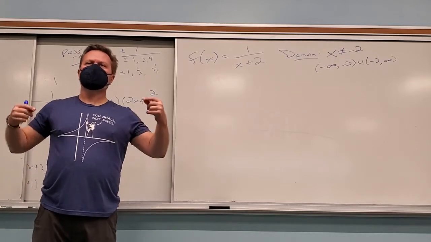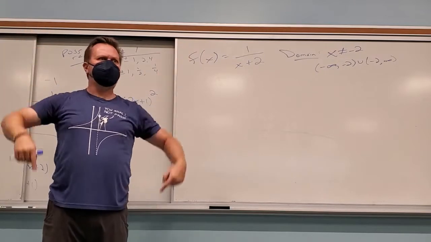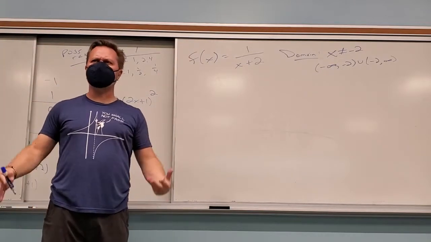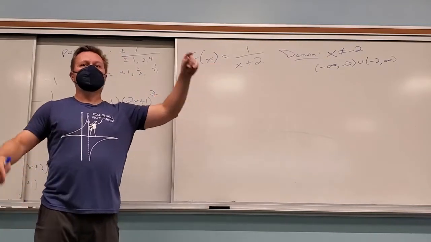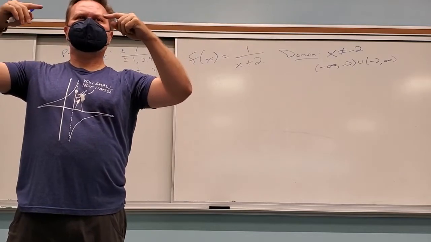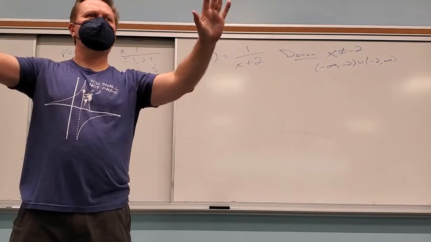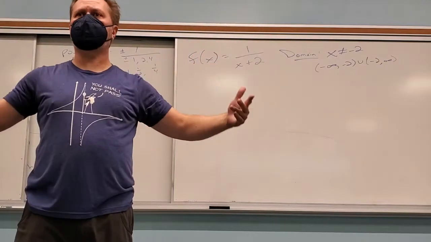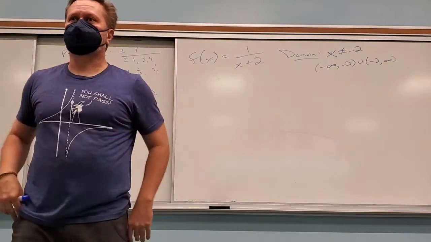Which means when I go to graph this, what is the most interesting point to figure out what it does? -2. So it's not allowed to use -2. So what is the graph doing as the x's get close to -2? Think about that for a minute. I'm not allowed to use -2, correct? I can't put a -2 in. So then the next best thing I could do is get really close to it, right?